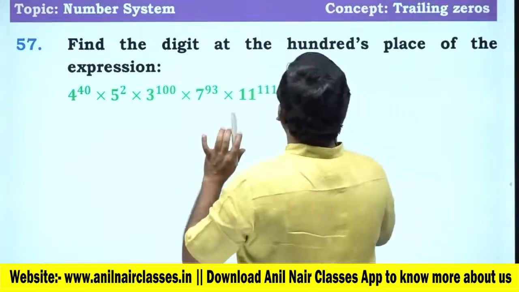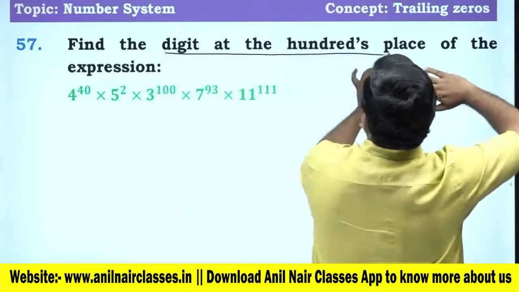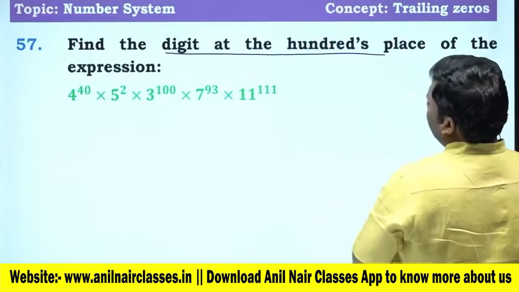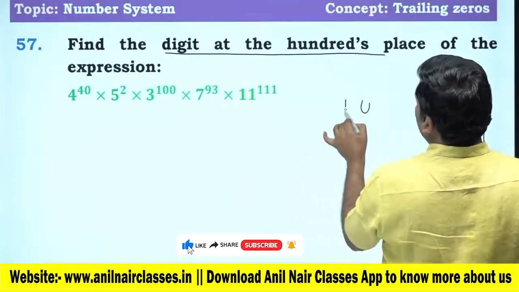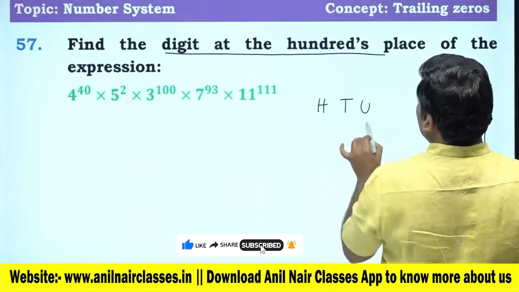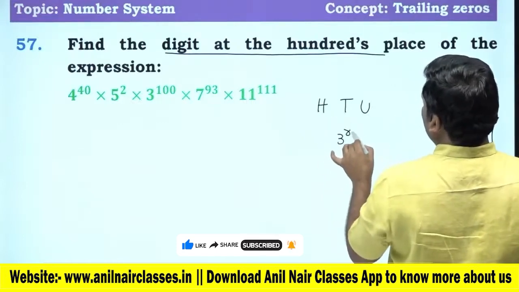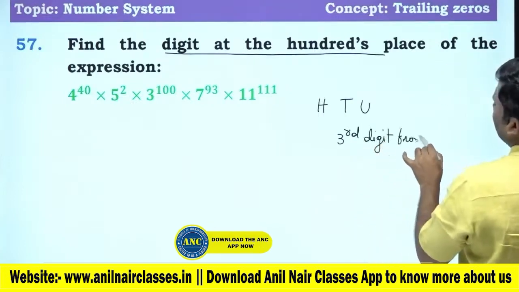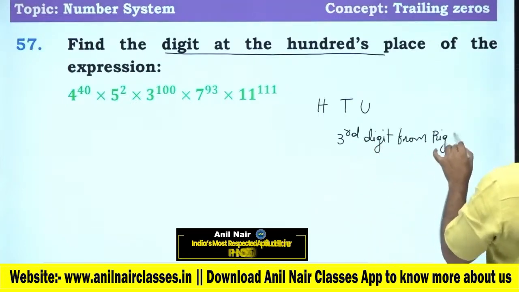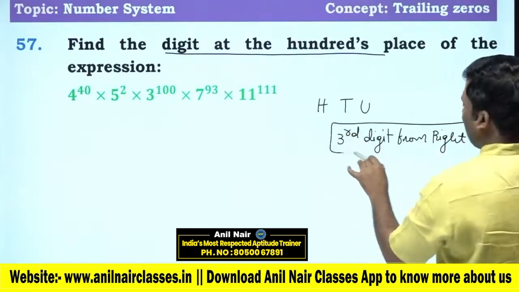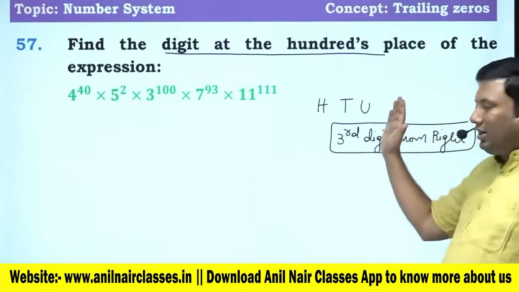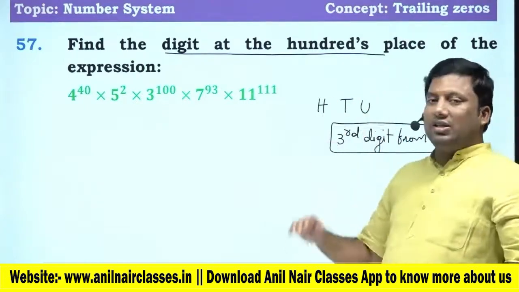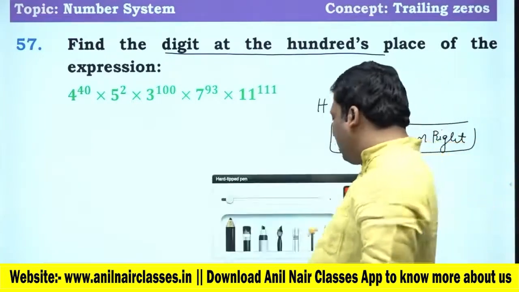Here we only need the digit at the hundreds place. Listen carefully. Units place, tens place, hundreds place. That means I want the third digit from the right for this expression. The first digit is the unit digit, the second digit is the tens place, and the third digit is the hundreds place.